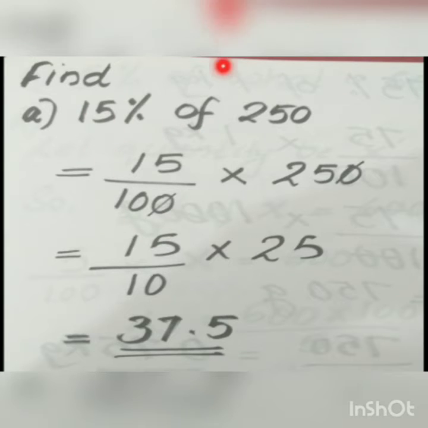Now the operation for "of" is multiplication, and 250 we write the same. Now we can calculate 15 by 100 into 250. Now we have one 0 in common, so that 0 we have cancelled. Then what is remaining? 15 into 25 by 10. Any method you can follow for simple calculation. Here first I multiplied 15 into 25, so I got 375. Now dividing by 10 you will get 37.5. One more question we can solve.